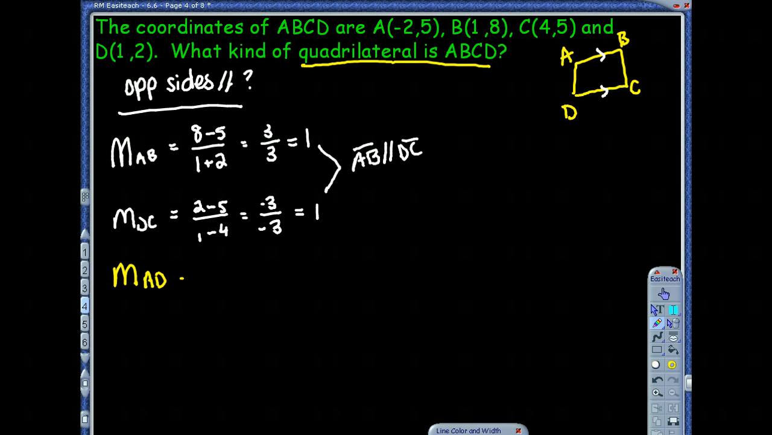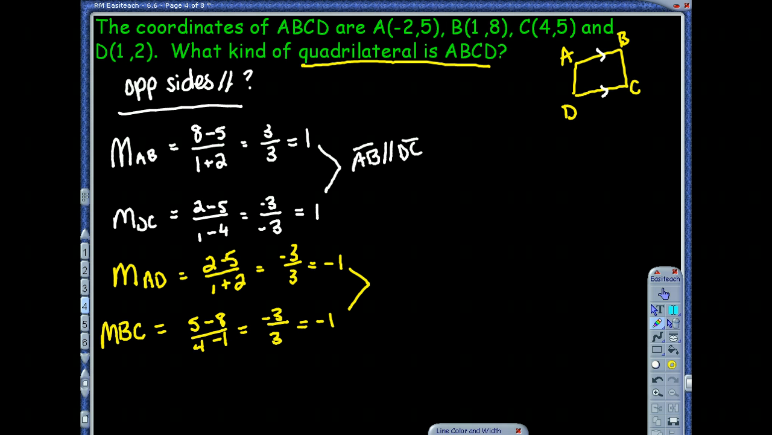So that would be 2 minus 5 over 1 plus 2. So it'd be negative 3 over 3, which is negative 1. And then BC, the slope of BC. It'd be 5 minus 8 over 4 minus 1. So it'd be negative 3 over 3, which is also negative 1. So that says that those 2 sides are parallel as well. Okay. So we know that this is for sure what? A parallelogram. So maybe make a note of that off the side. We know it's a parallelogram.